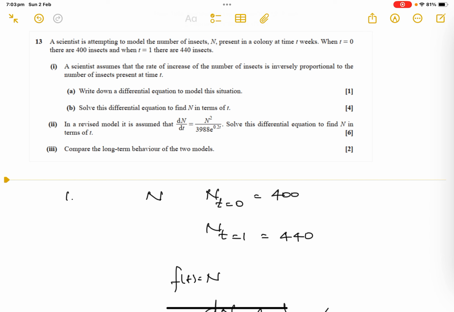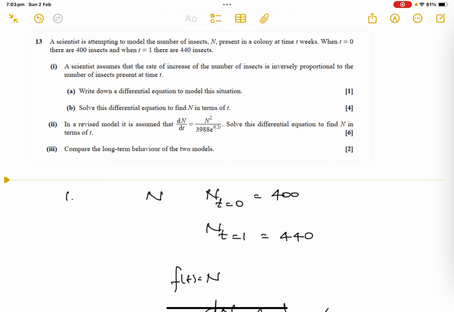Second part. In a revised model, it is assumed that dn over dt equals n squared over 3988 e to the power of 0.2t. Solve this differential equation to find n in terms of t.